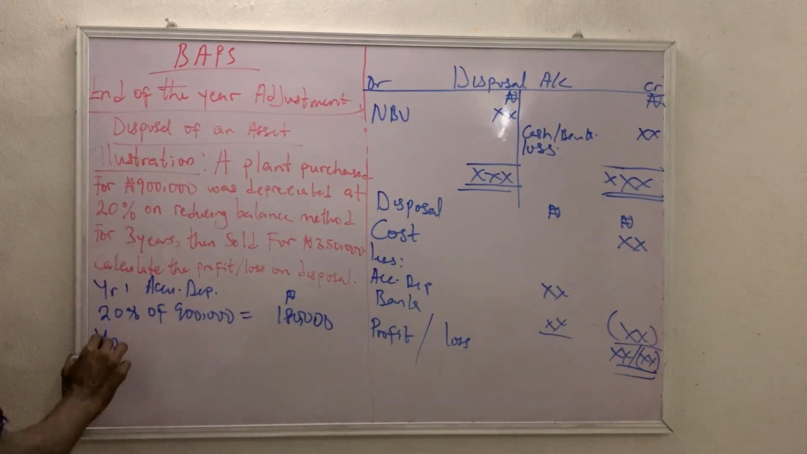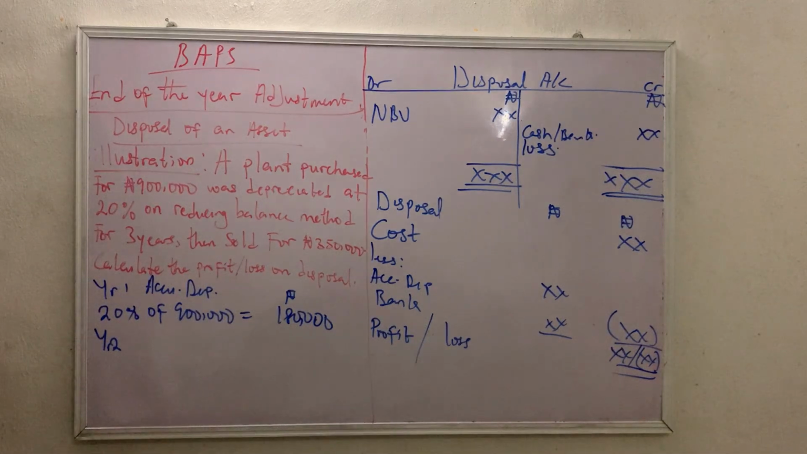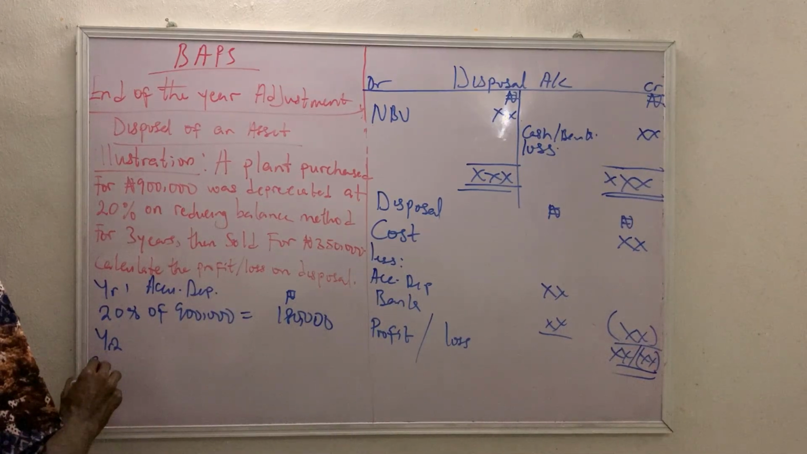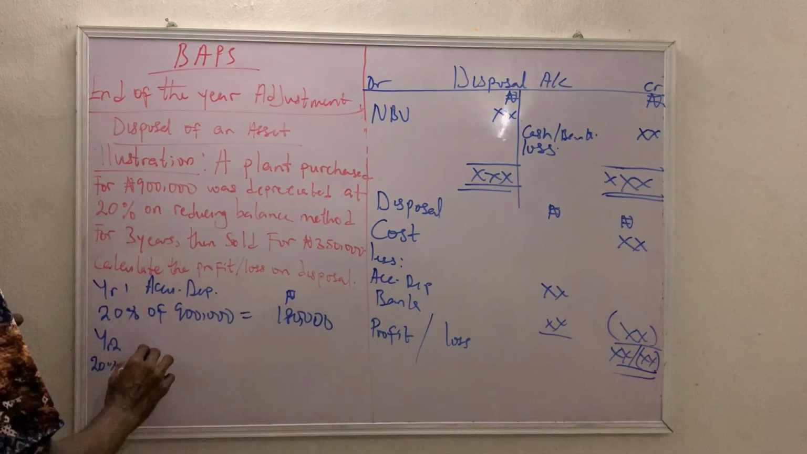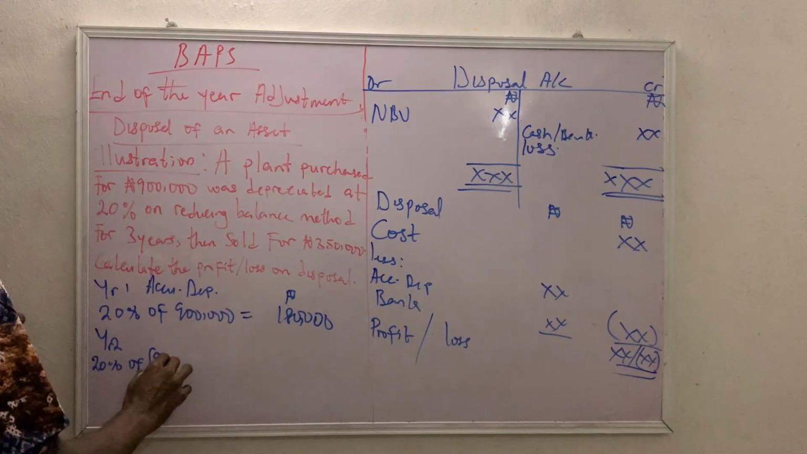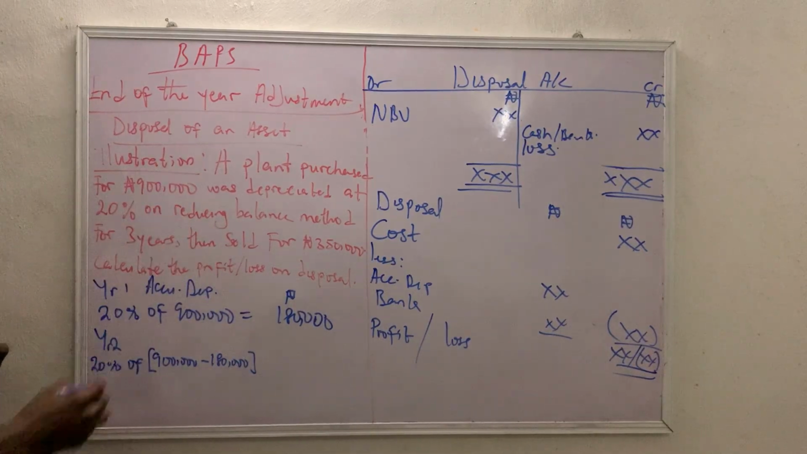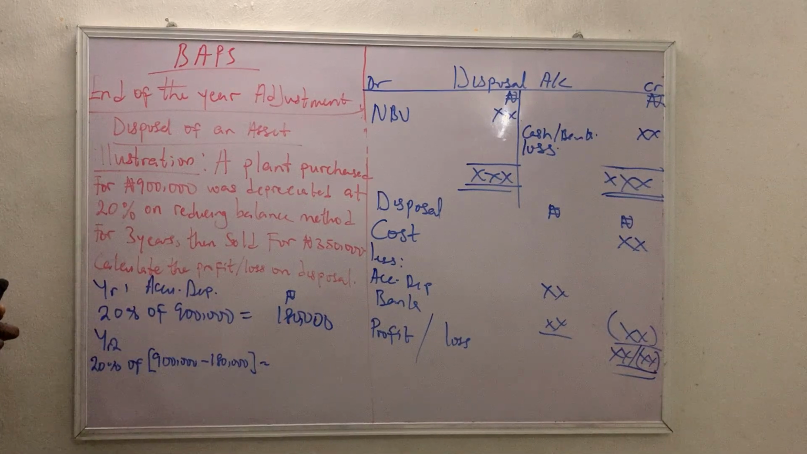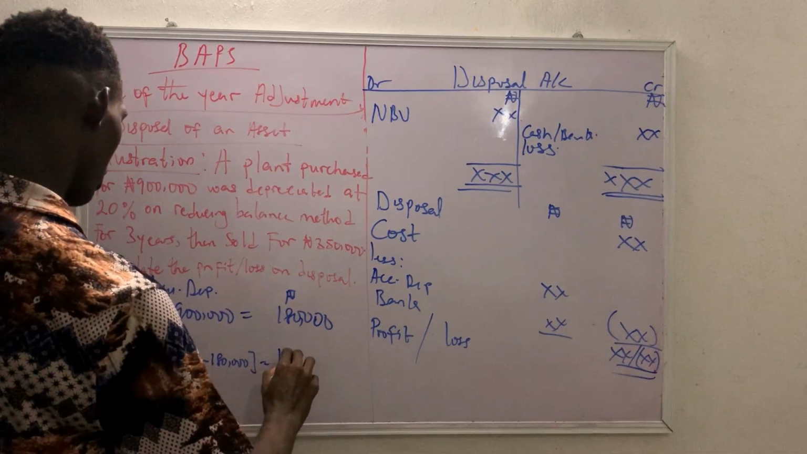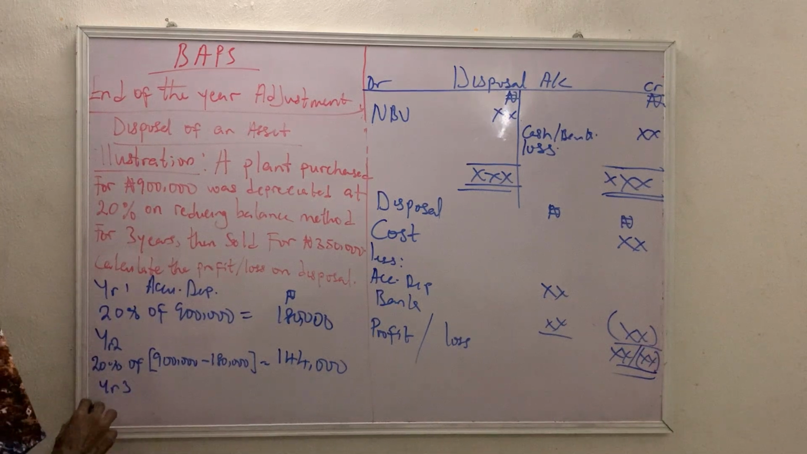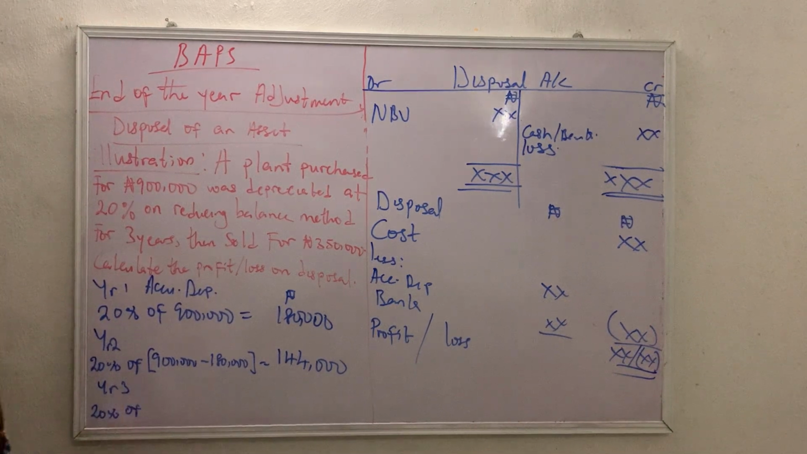Year two. So for our year two, we deduct. Okay, let me write it straight up. It will be 20% of 900,000 naira minus 180,000 naira. So after you've done that, this will give us 144,000 naira.